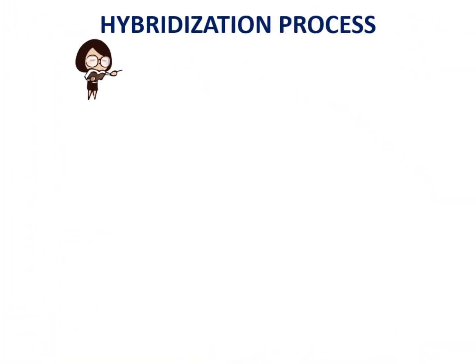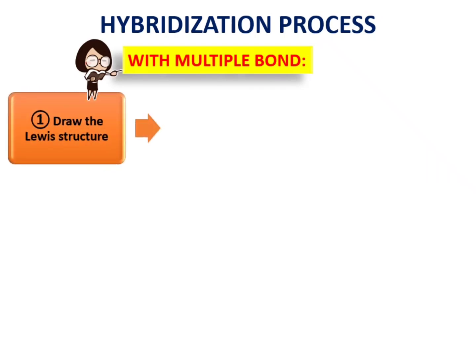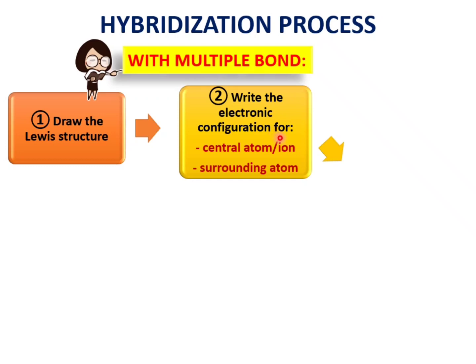Okay guys, as usual, we are going to focus on the process first. You need to know the steps, how to describe the hybridization process for the structure with multiple bond. So the first step, as usual, you need to draw the Lewis structure. Okay, so you must draw the most plausible Lewis structure, and then write the electronic configuration for the central atom or ion and for the surrounding atom.